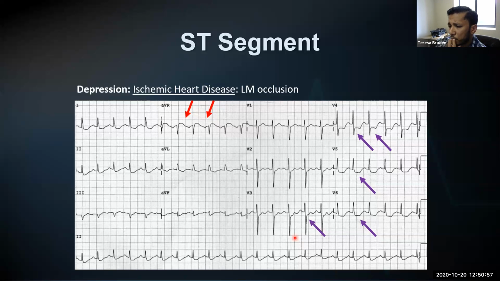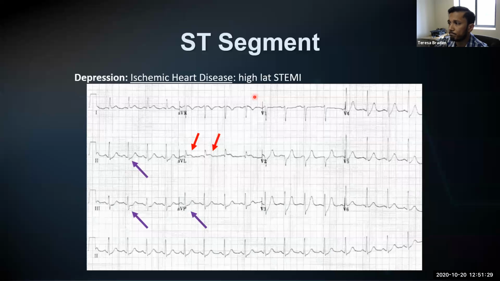We see some reciprocal depression, looks like in 2, 3, AVF, not as much in 2, but definitely in 3. But in lead 2, if we were to draw a horizontal line across, we can see that it appears to be at least greater than 1 millimeter or more, as well as here in AVF. And then we see more depressions that I marked with the purple arrows in 3 all the way through 6. So when you see this AVR elevation with reciprocal depressions in 3 or more leads, but especially in that lateral, that's more consistent with the left main occlusion.